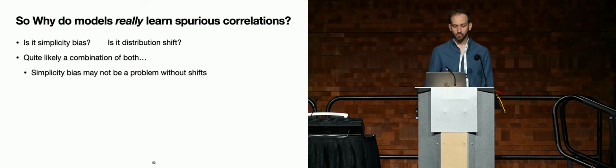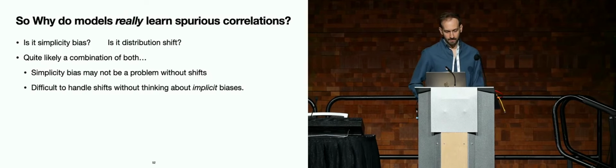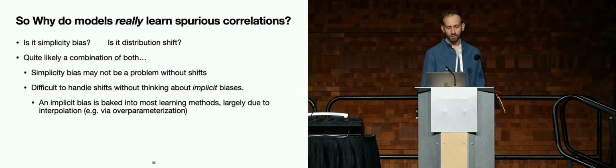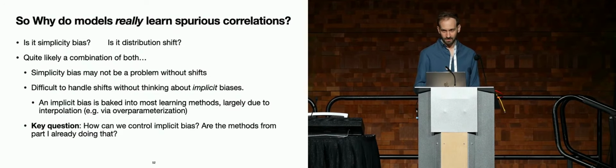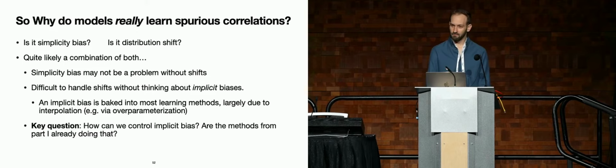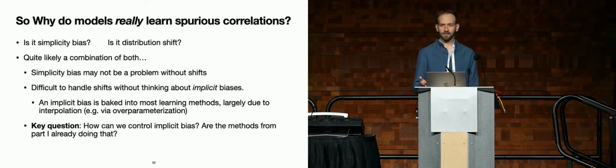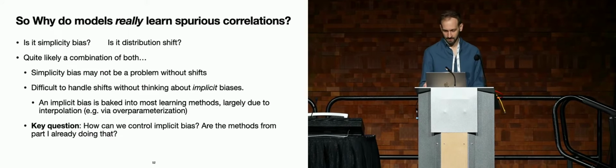So to wrap up the intuition here, simplicity bias is not a problem without considering distribution shifts. It is also true that handling distribution shift almost always has to take implicit biases into account, because an implicit bias is baked into most learning methods, and often because the multiplicity of possible optimal solutions comes from following common practice in machine learning, where we train high-capacity models. But now the key point I was trying to make is that the methods that Aahlad covered did not take geometric principles into account, did not really account for these implicit biases. They only accounted for the statistical ones.